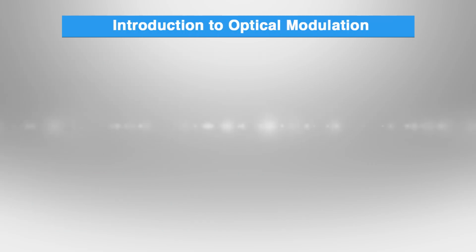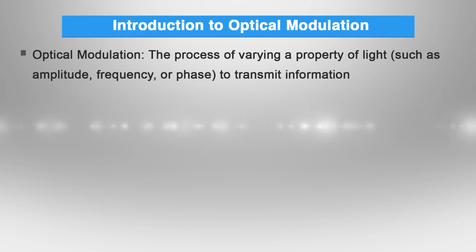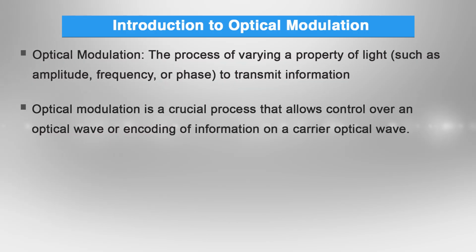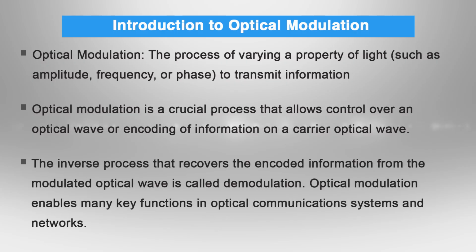Now, let's start with the introduction of optical modulation. Optical modulation is a process of varying a property of light such as amplitude, frequency or phase to transmit information. It is a crucial process that allows control over an optical wave or encoding of information on a carrier optical wave. The inverse process that recovers the encoded information from the modulated optical wave is called demodulation.